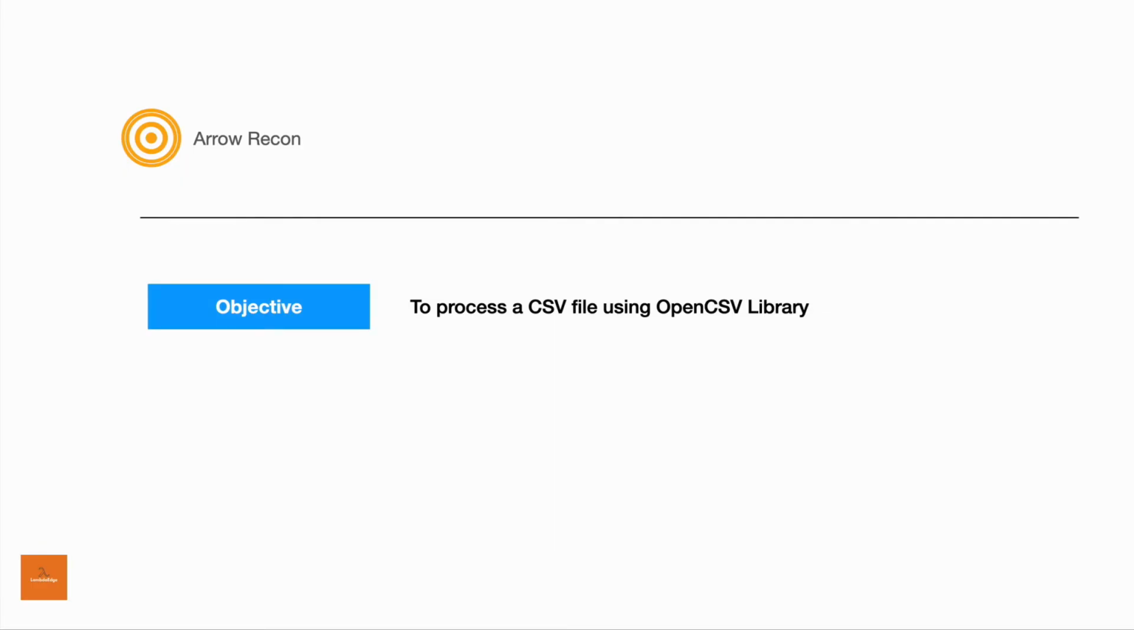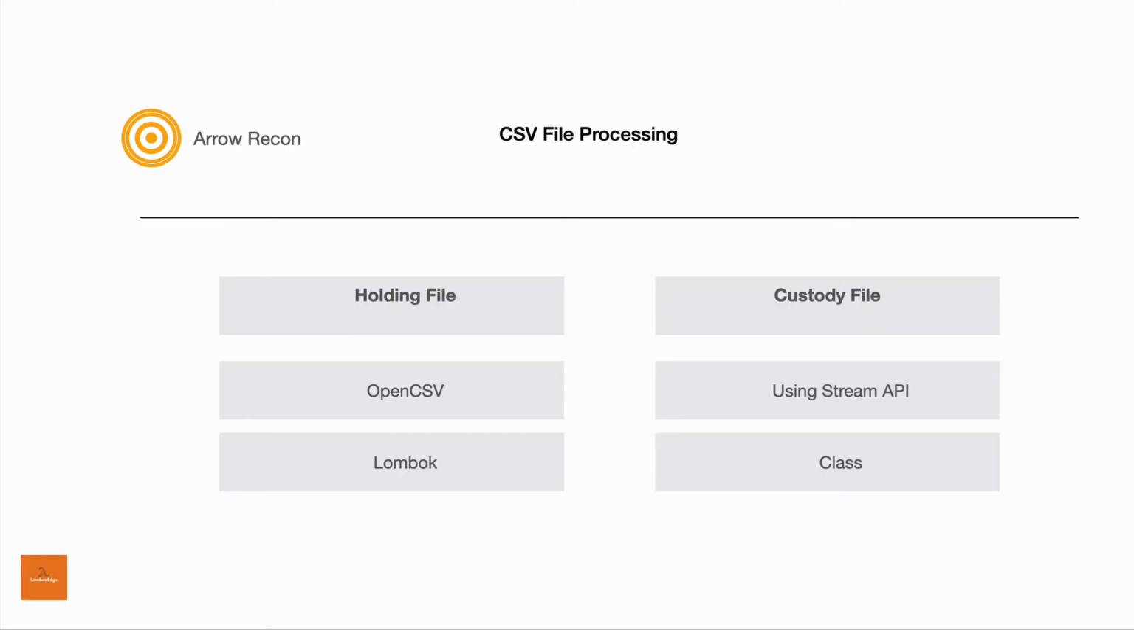The objective, as mentioned, is to process a CSV file using the OpenCSV library. We'll also be looking at alternatives to OpenCSV and see what benefits OpenCSV provides. In order to find the difference, we'll be using two different files. One is the holding file, another one is the custody file. I'll be showing how these two files look, and for the first one, we'll be using OpenCSV, and for the second one, we'll be using a Streams API.